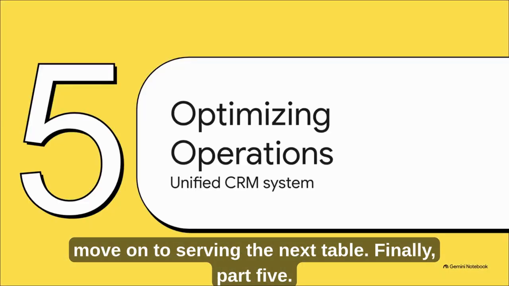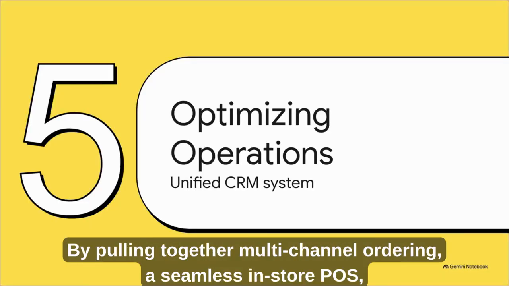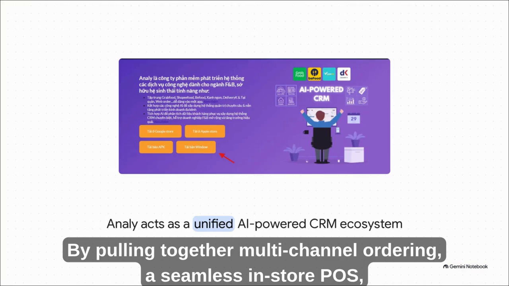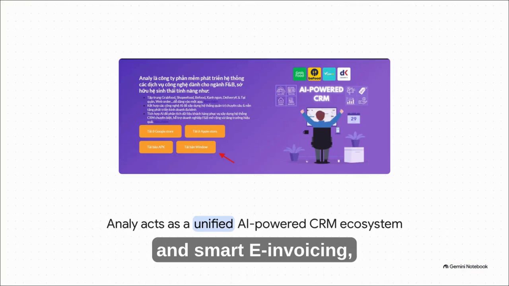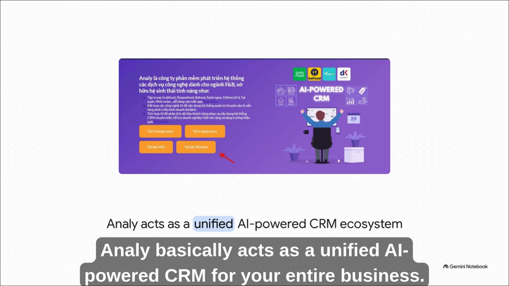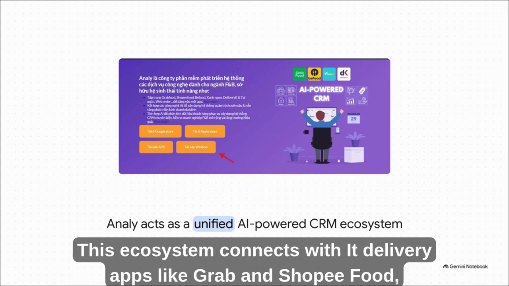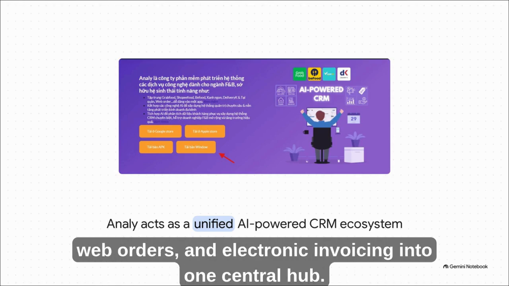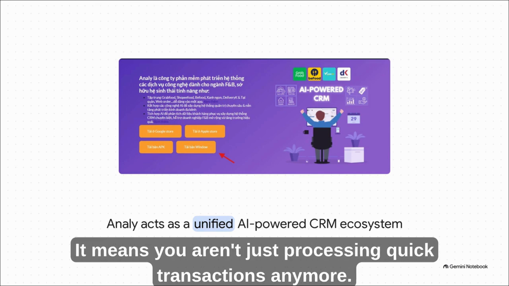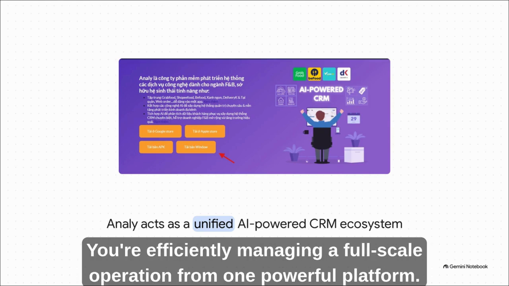Finally, Part 5, Optimizing Store Operations. By pulling together multi-channel ordering, a seamless in-store POS, and smart e-invoicing, Amy basically acts as a unified AI-powered CRM for your entire business. This ecosystem connects your delivery apps like Grab and ShopeeFood, your in-store dining management, web orders, and electronic invoicing into one central hub. It means you aren't just processing quick transactions anymore. You're efficiently managing a full-scale operation from one powerful platform.